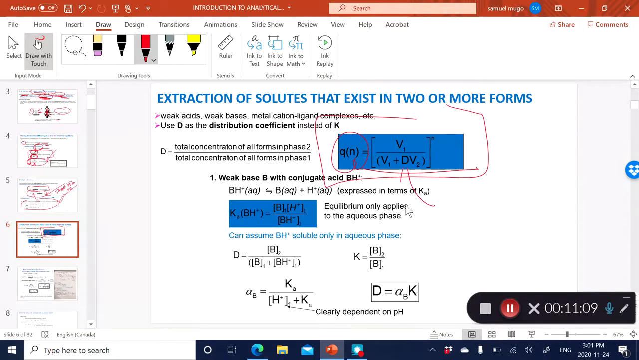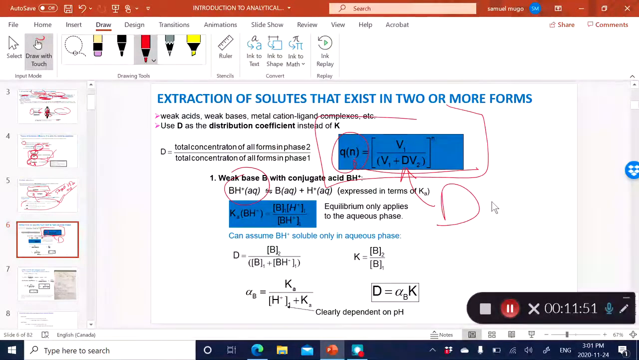So instead of using K, in that case, we should use D. The distribution coefficient is normally used when you've got a solute that changes its form or that undergoes chemical equilibrium, resulting in different species in the aqueous environment. So in that case, you do not use K, but you use the distribution coefficient, or the D. Take note of the difference between the D and the K, the partition coefficient. Let me just remind you very quickly about the theory of this.